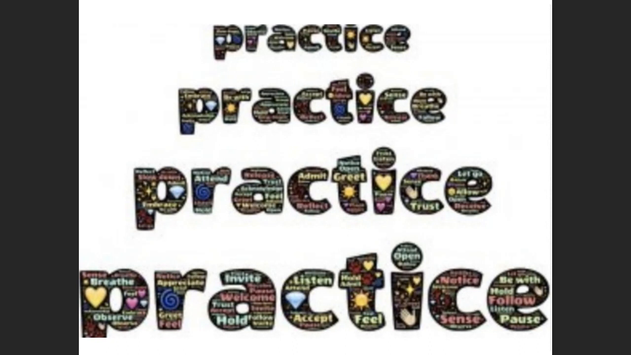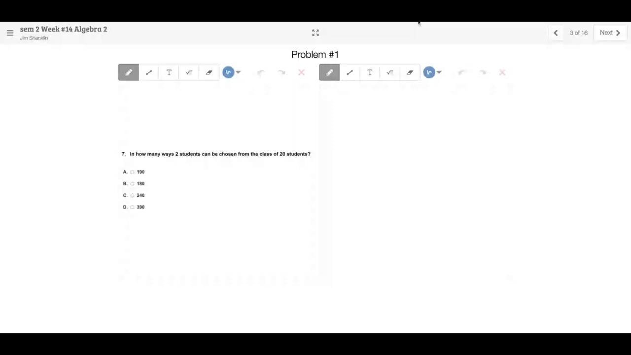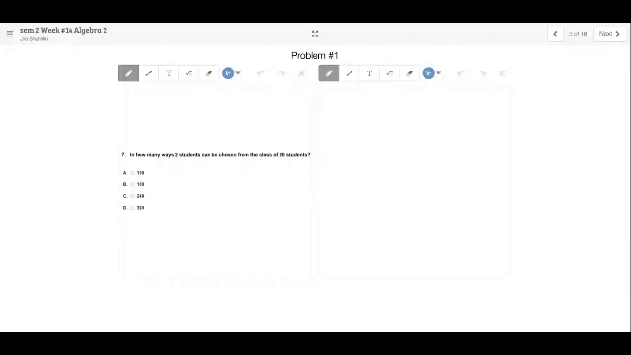Okay, so now you guys should be able to see my screen. When I decide whether order matters, all I do is say, okay, I've got Bill and Jill. 2 students can be chosen from a class of 20. Is that the same thing as choosing Jill and Bill? Would that be the same choice? It is. If I chose these 2 students, it doesn't matter which order I have them. It's the same 2 students. So order doesn't matter here.